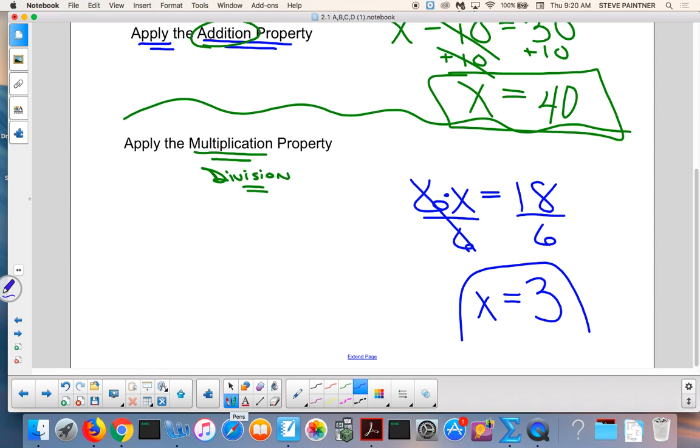Okay, but time out, because here's what they're saying to you. You could also do this problem with multiplication. How? I want the 6 to go away. How do I get the 6 to go away with multiplication? You guys, we talked about this in chapter 1. Multiply by what?